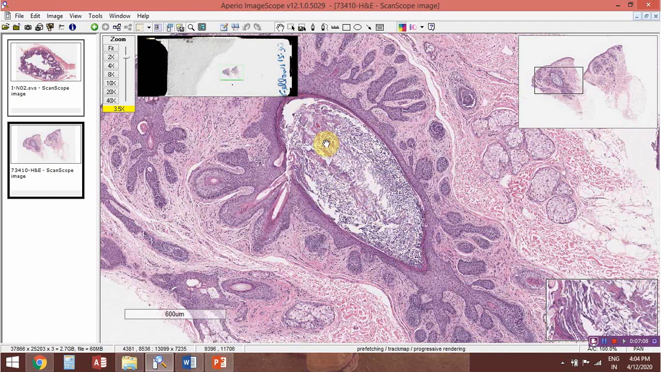In this case we are unable to find much sebaceous stroma inside the neoplastic tissue, but here some of the sebaceous glands are present.